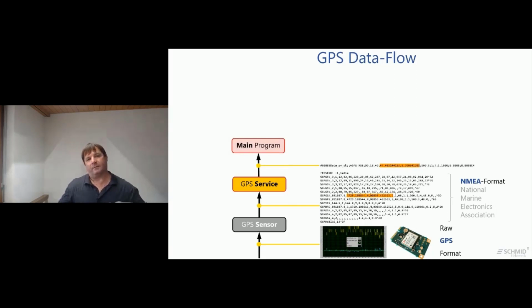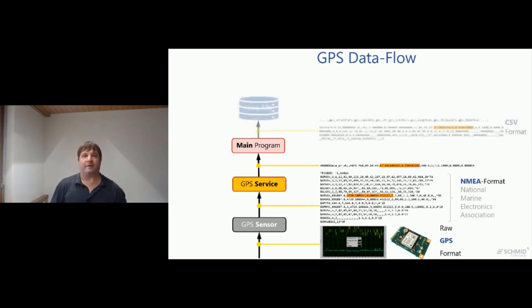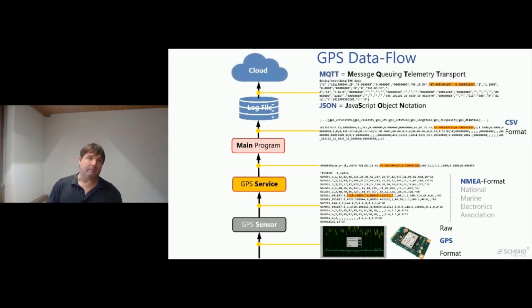And this is then fed into a service that only picks the relevant information and copies it into a new data format. That data format is then sent to the main program that handles this information, and together with other information, generates a data stream to be stored in a local CSV file. Or we translate it into JSON format, which is really common in applications like that.